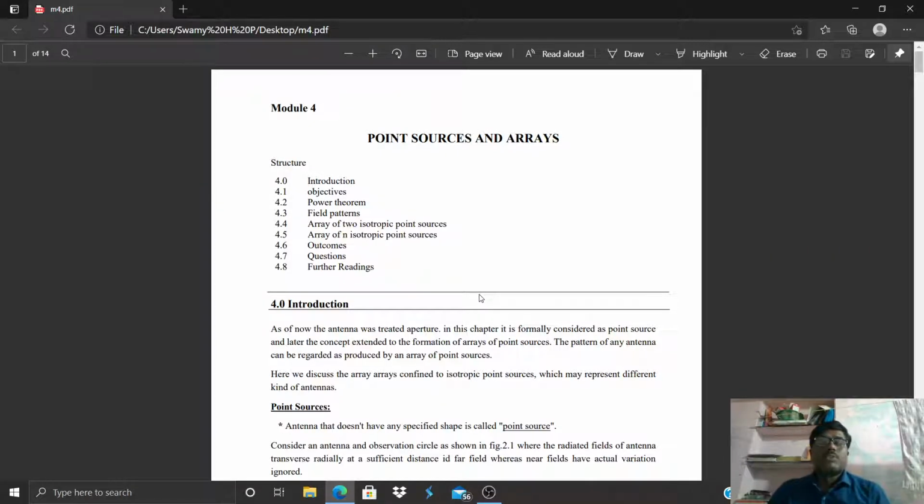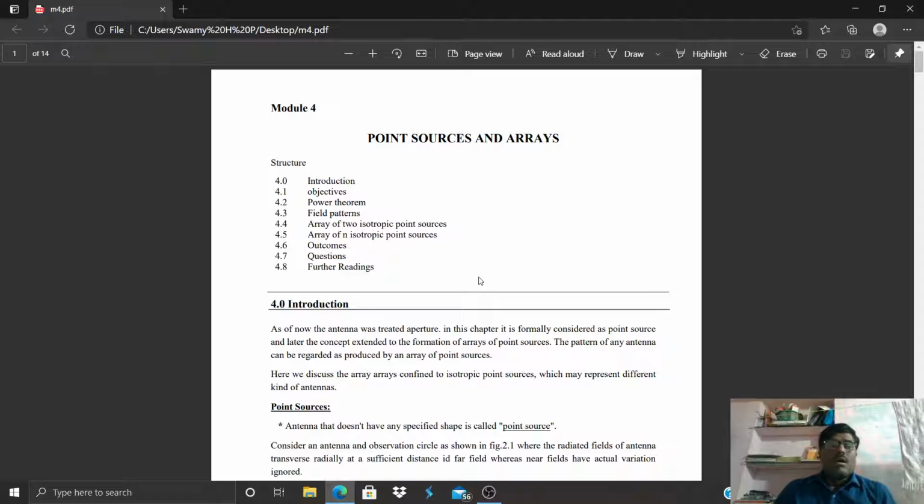In this class, I am going to start with module number 4. In this module number 4, you have contents like this: introduction, objectives, power theorem, field patterns, arrays of two isotropic point sources, arrays of n isotropic point sources with equal amplitude and spacing. So these are the things you have to study under this module 4, that is point sources and arrays.